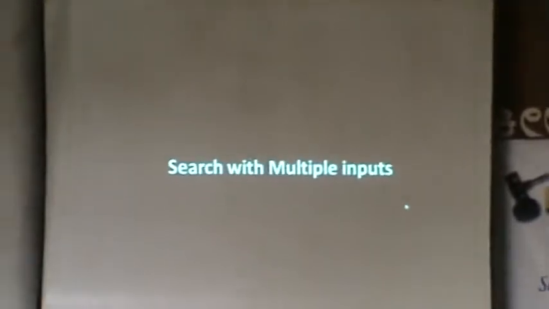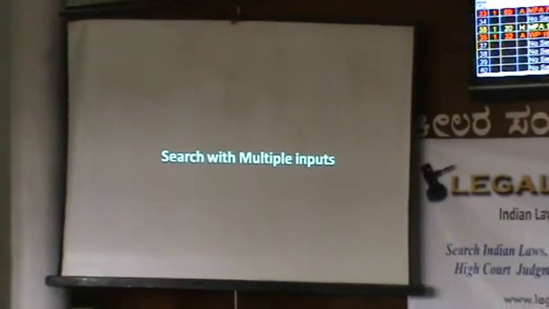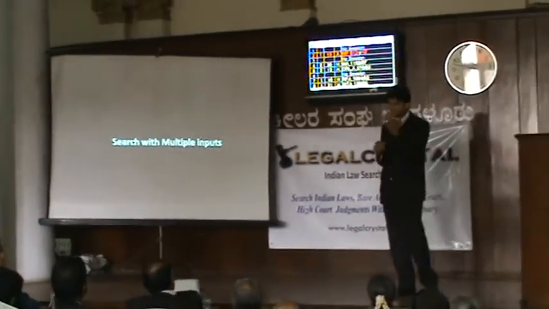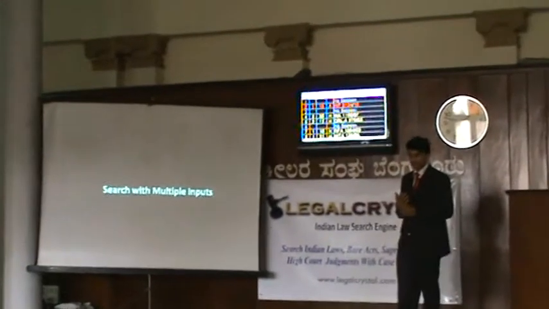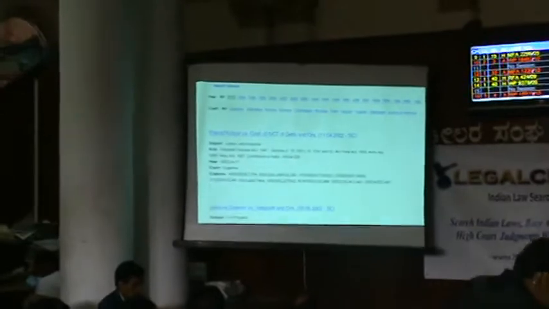Right now what I'm going to demo is advanced search. Advanced search is multiple input search. For example, if you want to perform a search on the party's name, appellant, respondent name, you can go ahead and do it. Or multiple acts. Or a case note word and then an act. You can do it. Or an advocate by judgment display.